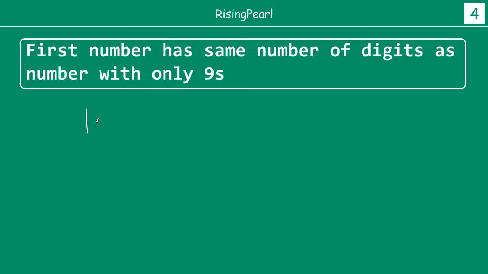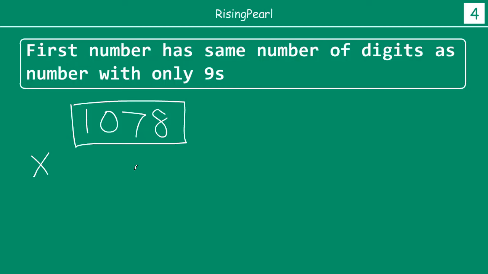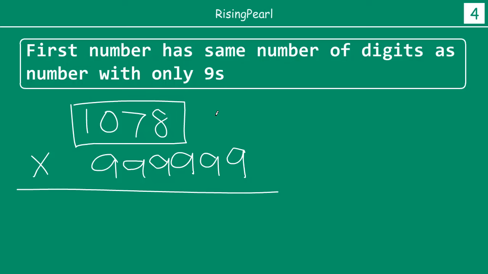How about we want to multiply 1078 times, and as you can imagine, I'm really writing these numbers randomly, right? Let's multiply this by 999999. So how do we do this? Well, we have 4 digits here and we have 1, 2, 3, 4, 5, 6 digits here. So we are going to add 2 leading zeros to make it 6 digits.